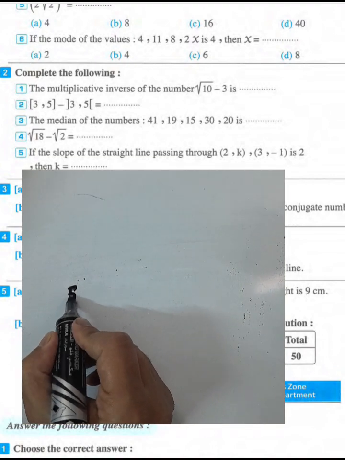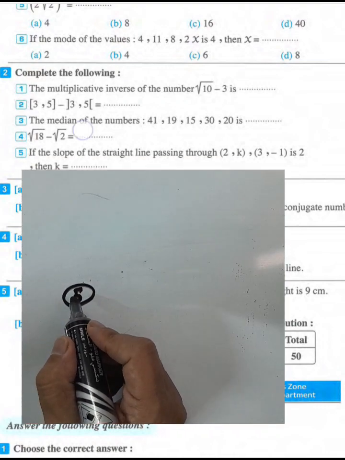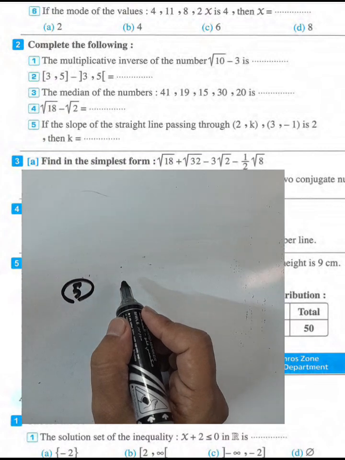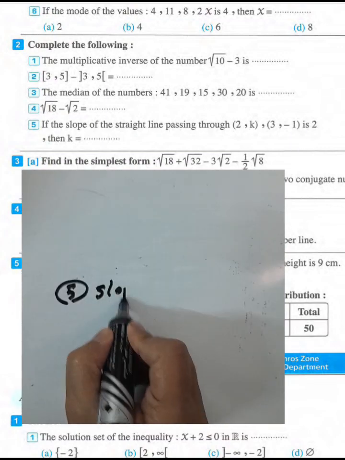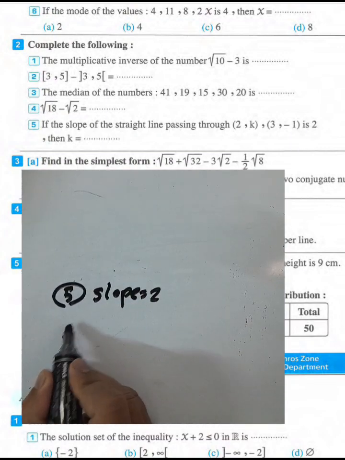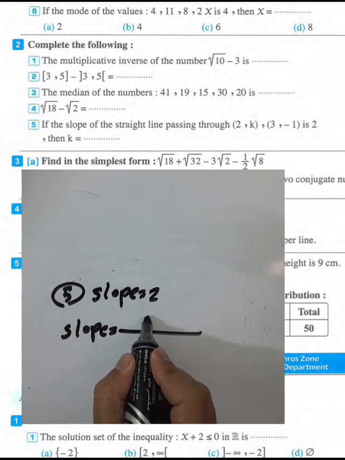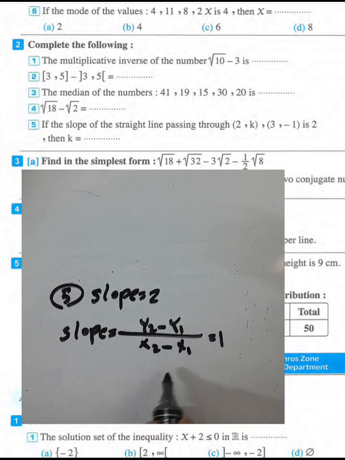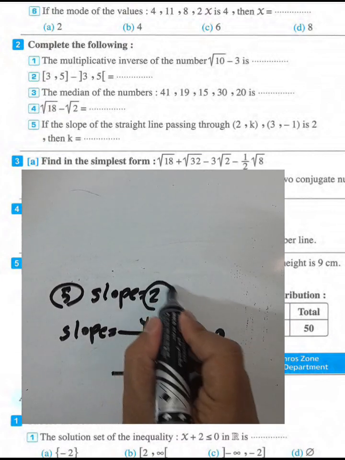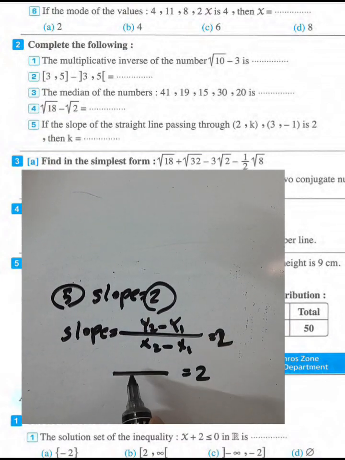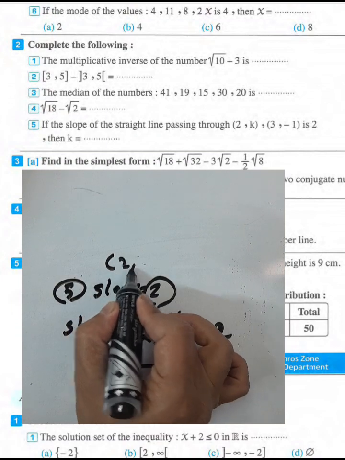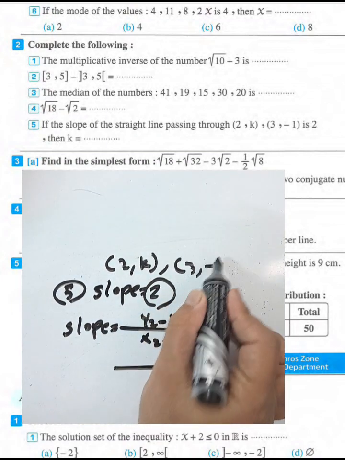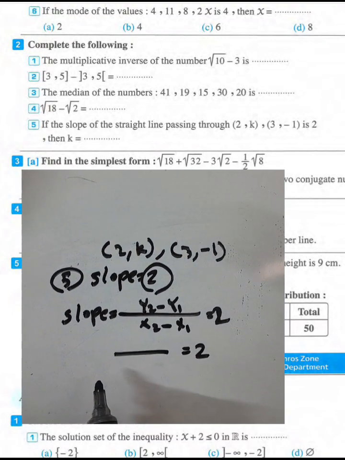Question number 5. If the slope of the straight line passing through the points (2, k) and (3, -1) is 2. He gives us slope equal to 2. We can find the slope by using the rule y2 minus y1 over x2 minus x1. Then we have 2 points here: the first point (2, k), and the second point (3, -1). He gives us 2 points and the slope equal to 2.